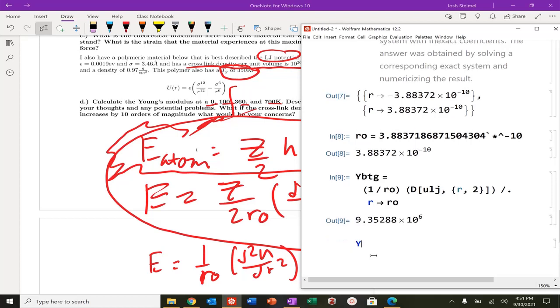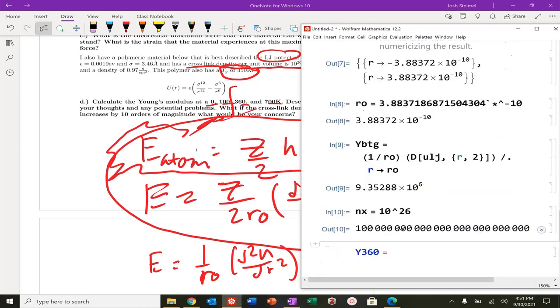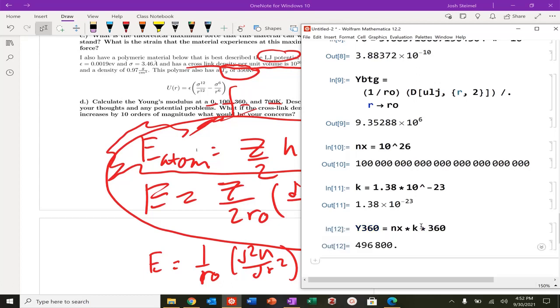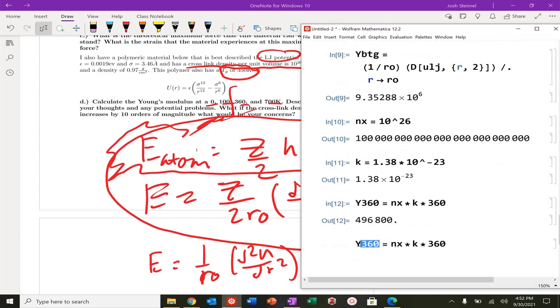And then for my Y at 360, it's going to be equal to my n_x. So my number of crosslinks per unit volume is 10 to the 26th power. And then we have n_x times k. So k is equal to 1.3 times 10 to the minus 23. And so we have k times our temperature, which is 360. Much lower, makes sense. An elastomer or a rubber elastic material. Versus polymer at 700 will be like this. Larger, but not that much larger.